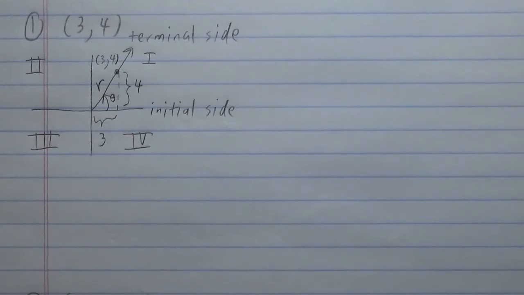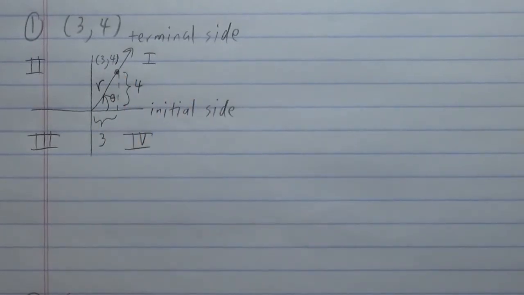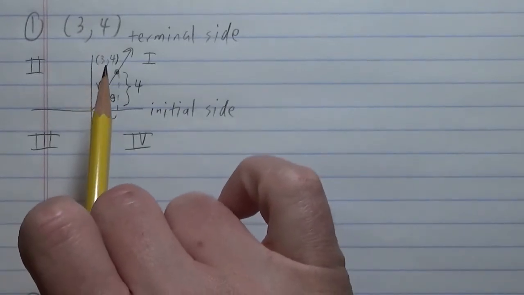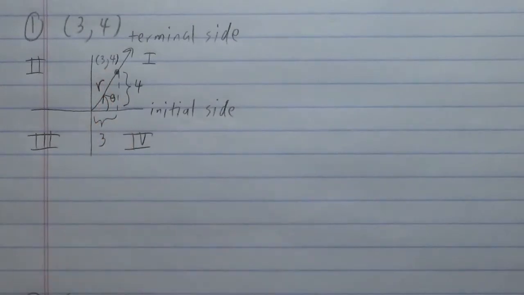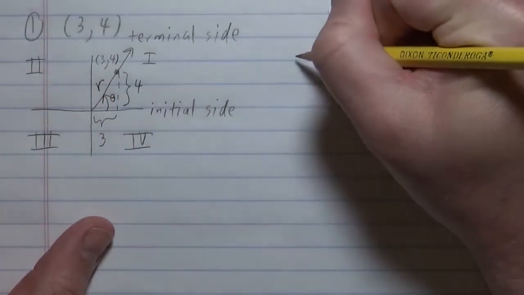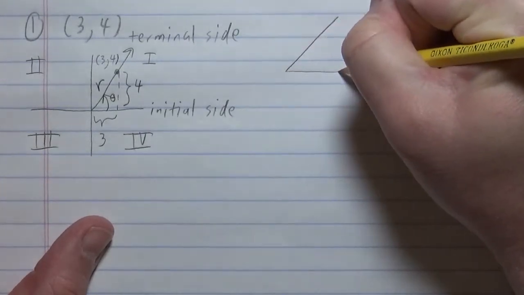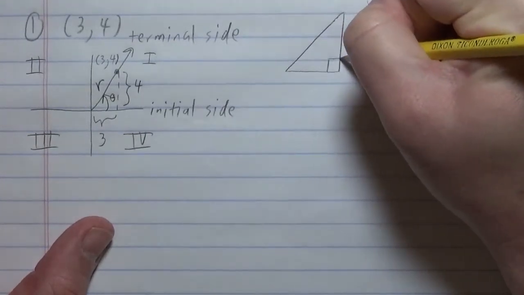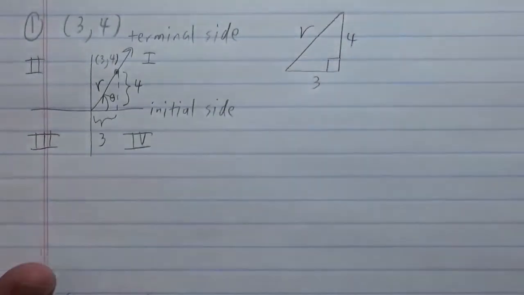So it is the hypotenuse of this drawn triangle, but we don't want to think in terms of triangles per se when it comes to the 6 trig ratios given that point, because these are technically not lengths, these are actually coordinates. Now they correspond to lengths, and I can redraw this triangle if I need to. Let's do that. Draw it a little bit bigger. 3, 4, r.